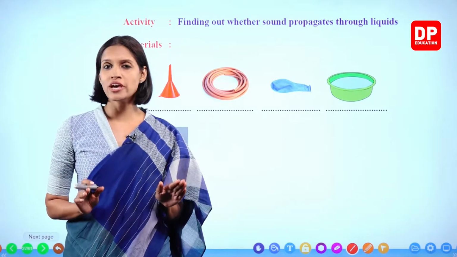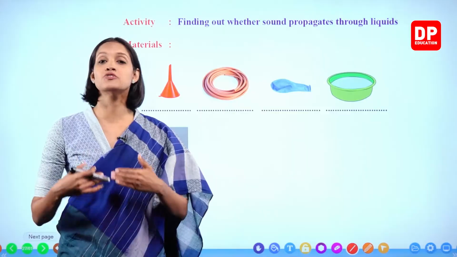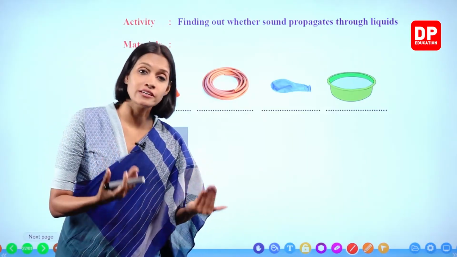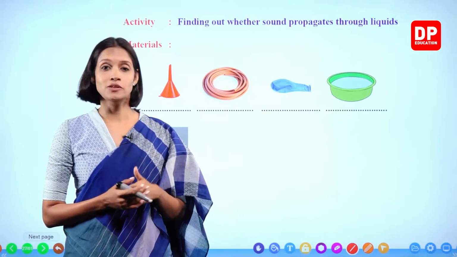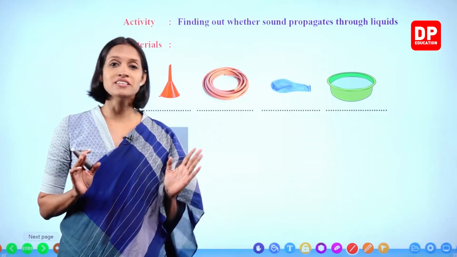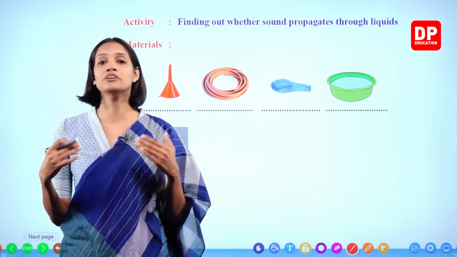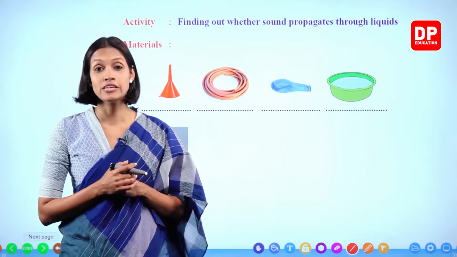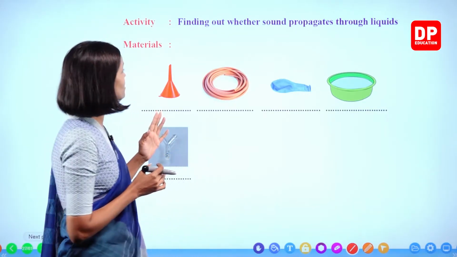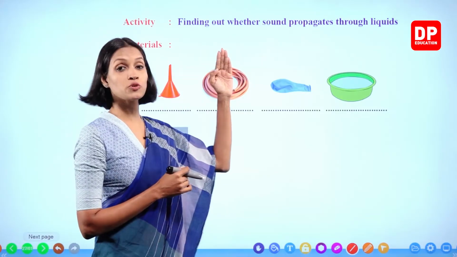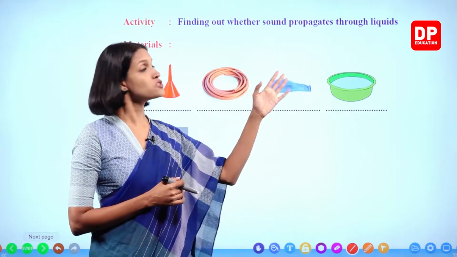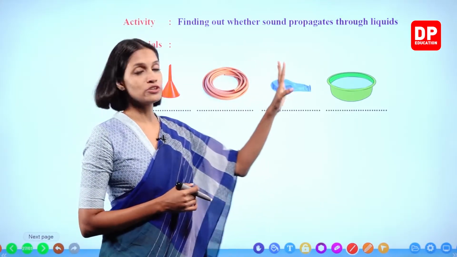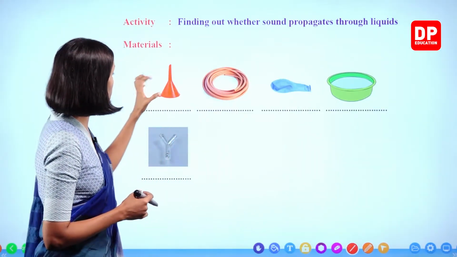By now we know that sound propagates or travels through air, a gaseous medium, right? By the bell jar experiment, it was clear that when we removed the air, we could not hear sound, but when air is sent back, we could hear the sound again, okay? Here we are going to find out whether sound propagates or travels through liquids. For the liquid, we are going to use water here, okay? So, what do we need?